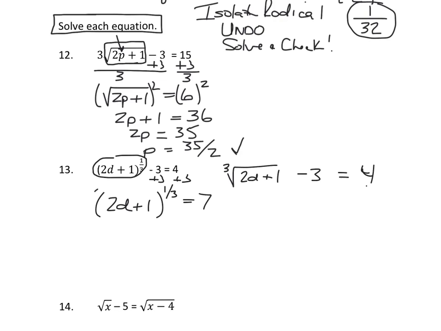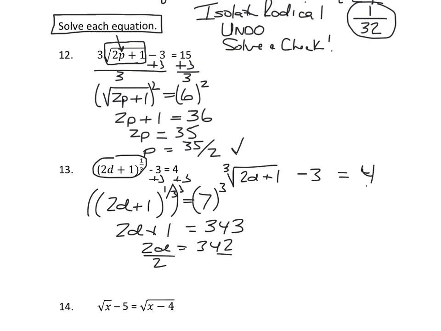I could then undo this by cubing both sides. So I'd have 2d plus 1 is 343. And then I would subtract 1, divide by 2. And d would be 171. Plugging that back in, that would check. And so that's your answer.